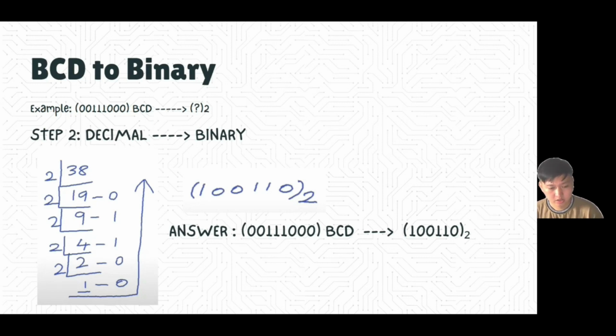So we will write this from bottom to top, which is 100110 base 2. We'll get the answer. From BCD to binary, we get a 00111000 BCD, which is converted into binary, which is 100110 base 2. Next slide.